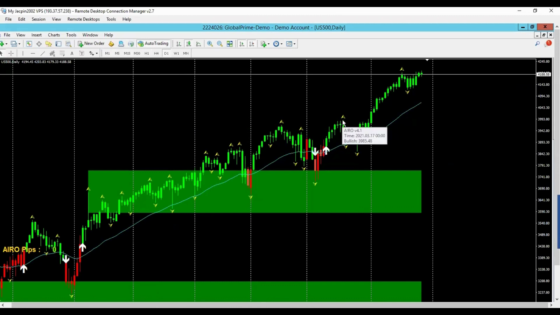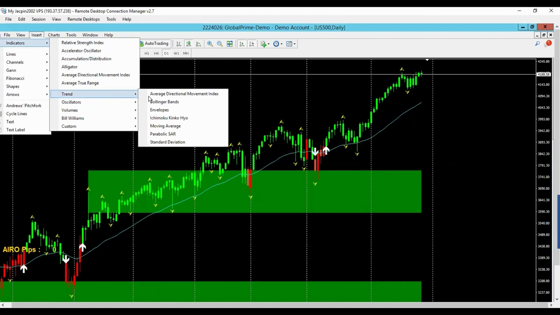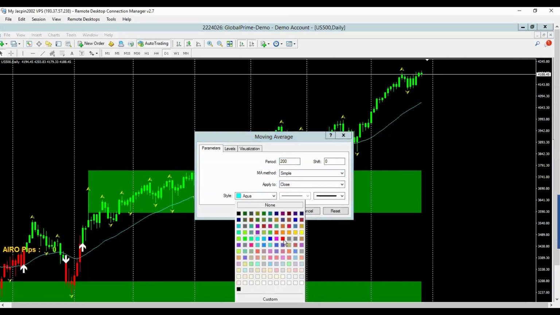This is the last fractal. Here's the 200. Let me make sure I put the 200 on there so you can see, because that's the strategy. 200. It doesn't matter if it's simple or EMA, but I use simple.